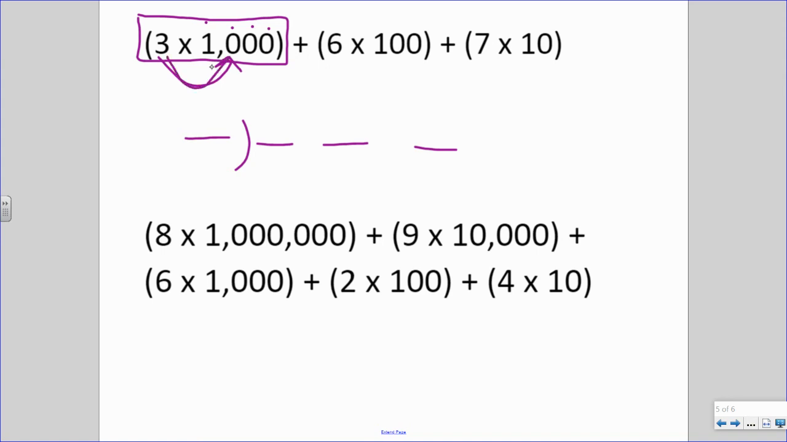Now I'm basically just going to do what it tells me. It says put a 3 in the thousands place. Boom. Put a 6 in the hundreds place. Boom. Put a 7 in the tens place. Boom. It doesn't tell me to put anything in the ones place, so zeros fill empty spaces.